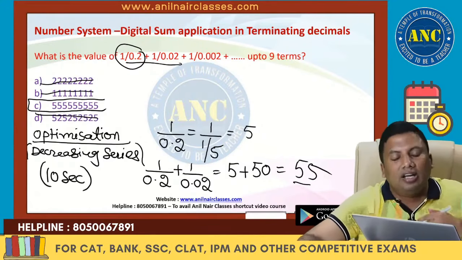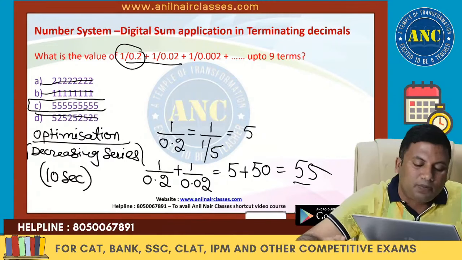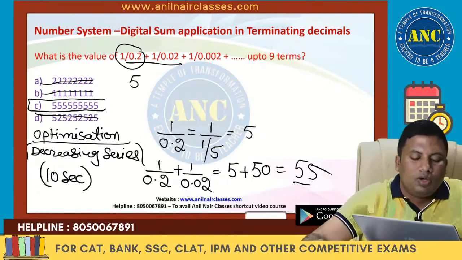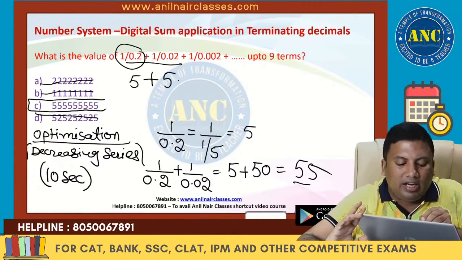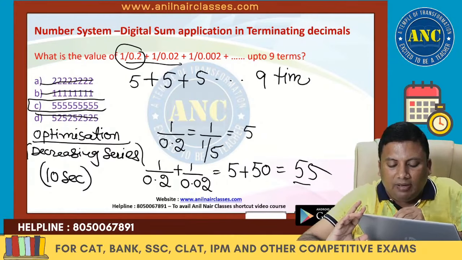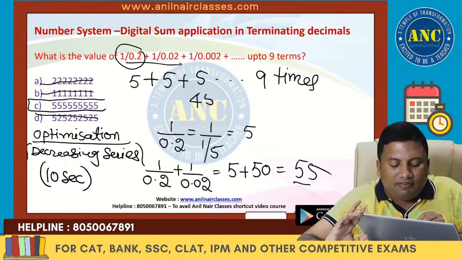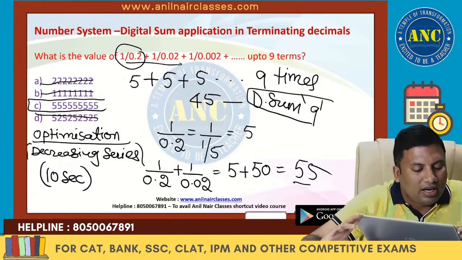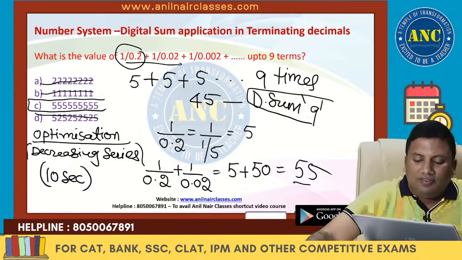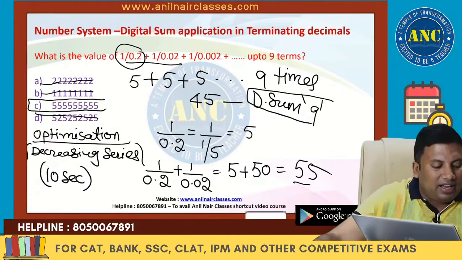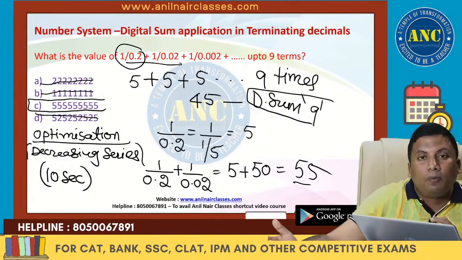9 times. Or in case you want to check whether option C is right or wrong, the digital sum in the denominator is 2, multiply the numerator and denominator with 5. 5, 5, 5, 5, added 9 times, so 5 9s are 45. The 45 digital sum should be 9. Check whether the digital sum is 9. 5 is written 9 times, 5 9s are 45. Answer digital sum is 9. I hope it is clear.